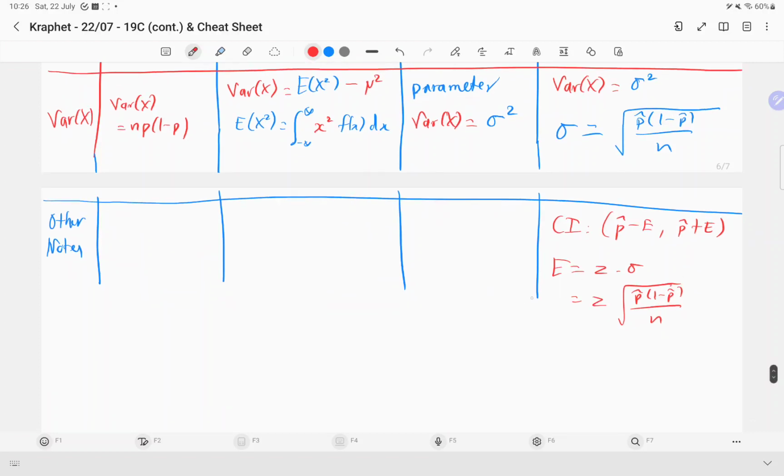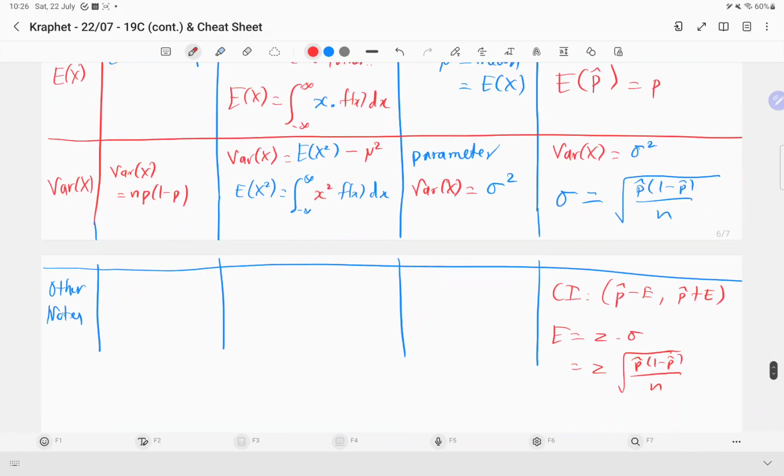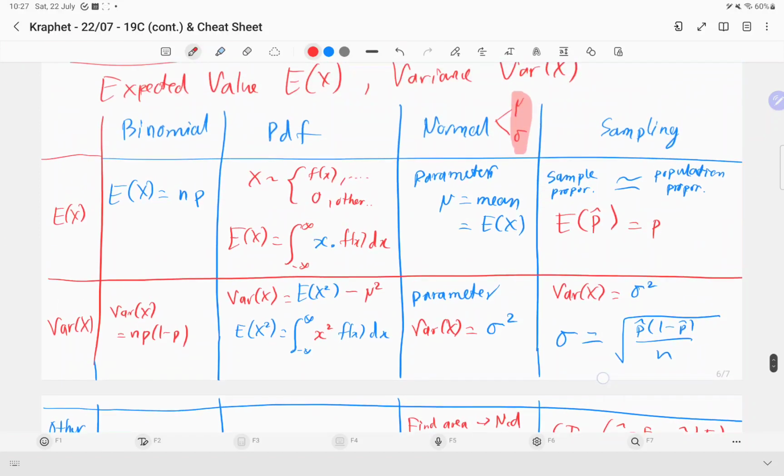All right, so that's the margin of error. And then, okay, what else? For the normal distribution, if you find area, then you go NCD, right? But if you find a number on the number line, it is inverse normal. Okay, just remember those ones.